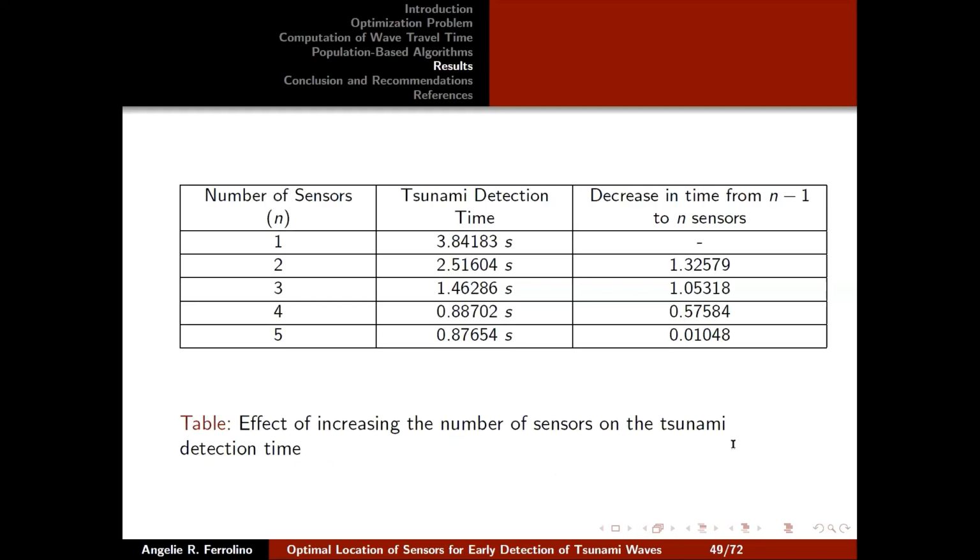Here is the table of values showing the tsunami detection time and how much is the decrease in time from n-1 to n sensors, where n is the number of sensors.